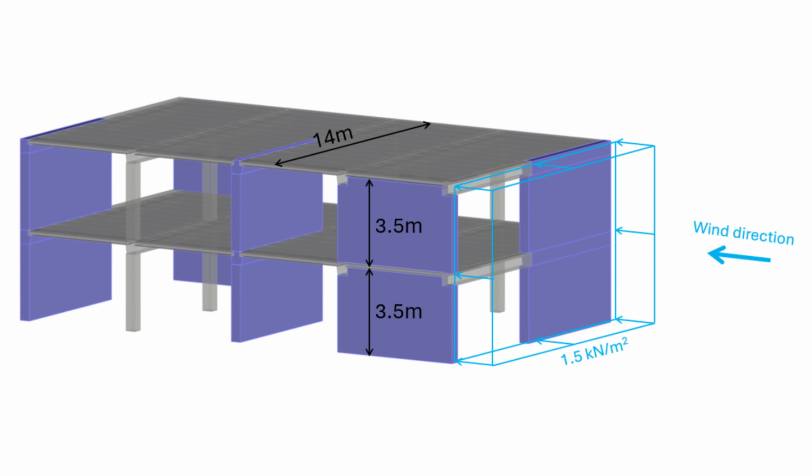Now, step 3, load transfer using these static systems. In this step, we apply the load to the static systems and calculate the reaction forces. These reaction forces are then applied to the next structural element. The area load of 1.5 kN per square meter is applied to the facade. These facades distribute the area load to the floor diaphragms, and the facade elements usually act as simply supported beams.